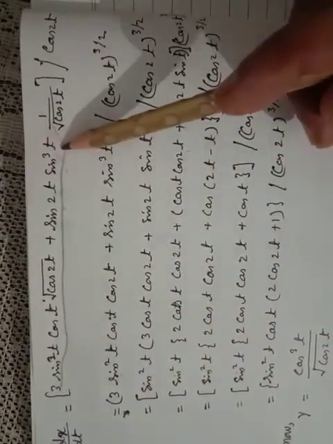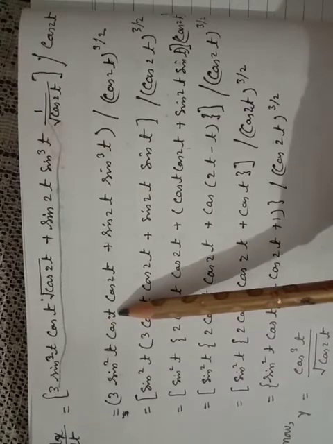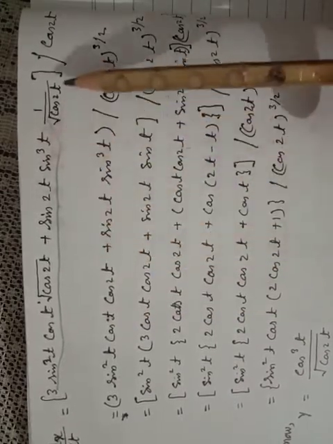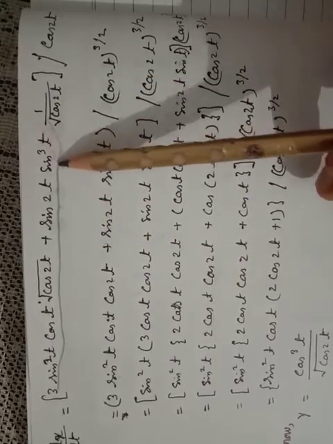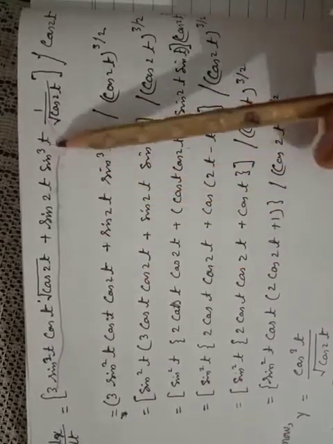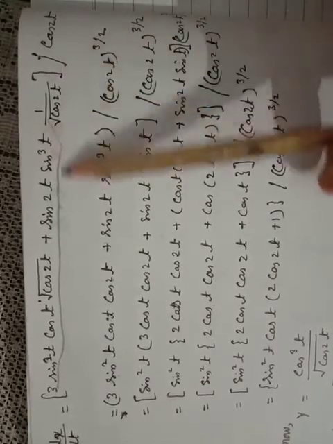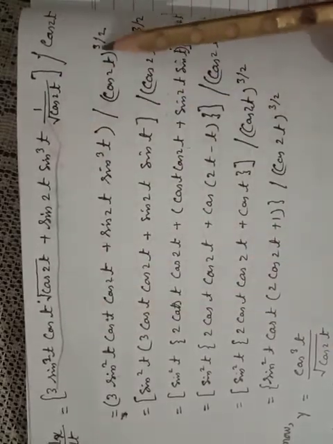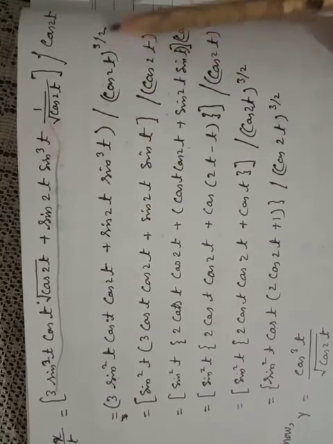And now check this numerator. It is 3 sin square t cos t. Clear? And cos 2t when you are taking the LCM. I have not taken the LCM in this line, so forget it, I am not putting this line. But this is cos 2t, then sin 2t sin cube t, and this cos 2t when we take the LCM becomes cos 2t to the power 3 over 2. Okay, sin square t sin cube t.